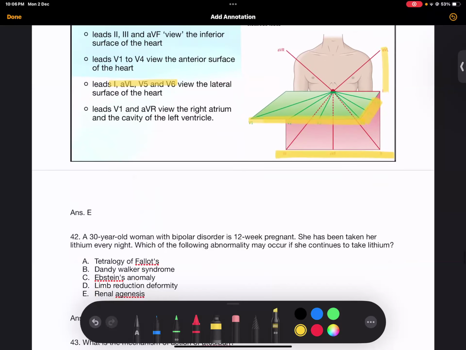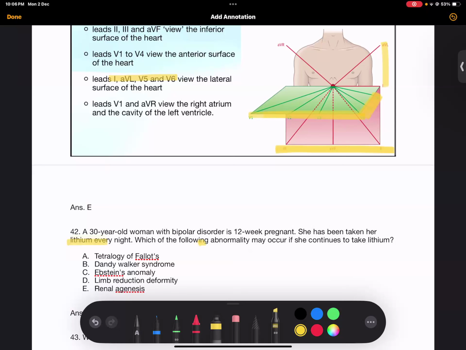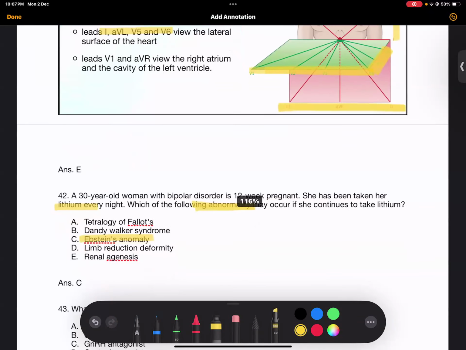Here's a patient just taking lithium. Which abnormality can occur in the fetus? Lithium abnormality is very typical: tetralogy of Fallot, Dandy Walker, Ebstein anomaly, limb reduction, renal agenesis. Yes, Ebstein anomaly. Ebstein anomaly is very pathognomonic of lithium.